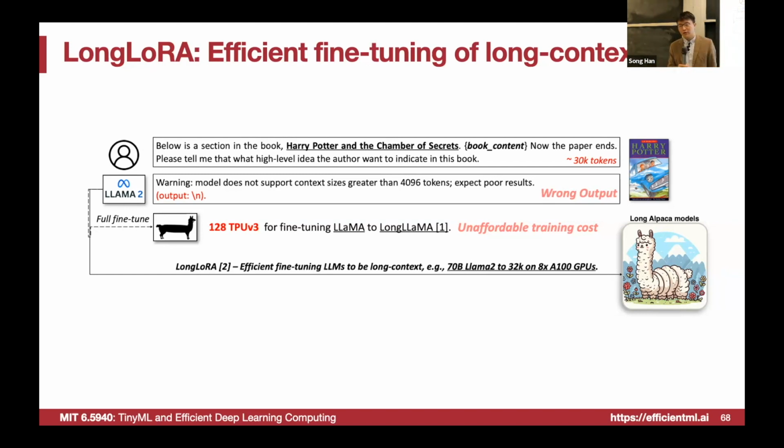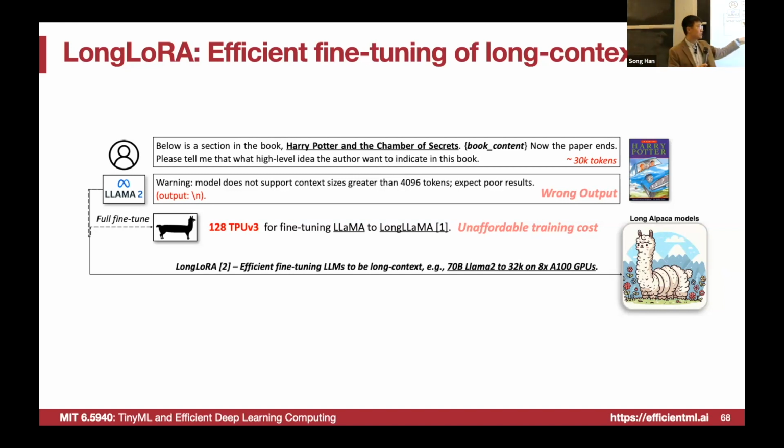We can also fine-tune the model given such a long context, long data set, but that's super expensive. This paper called LongLLaMA, you can fine-tune from Llama to LongLLaMA, but that requires 128 TPU v3s, which is pretty unaffordable training cost for most of us. But can we fit it in only one GPU node?